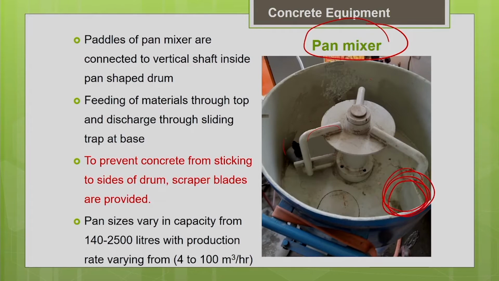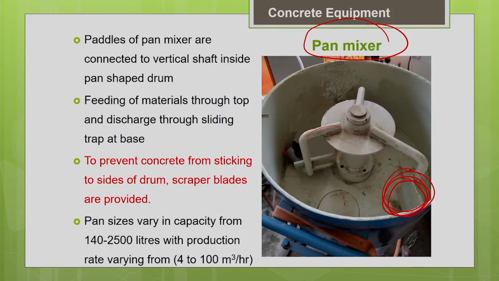This is the one. This prevents the material from sticking to the side of the drum. This kind of arrangement, we do not have in the conventional free fall drum mixer that we discussed earlier. So the major problem is, when we make the initial trial mixes with the free fall drum mixer, most of the paste will stick to the sides of the drum. So the first mix will have less paste and more aggregate.